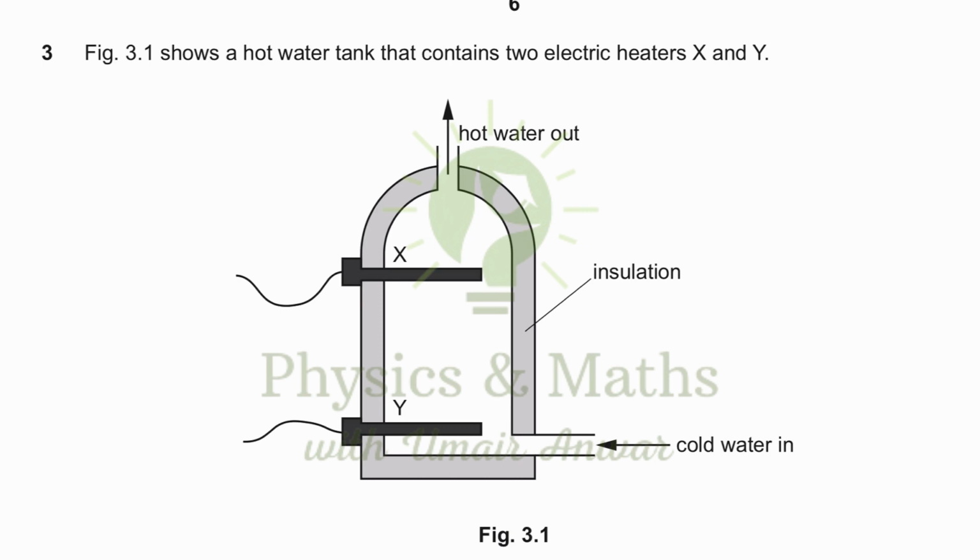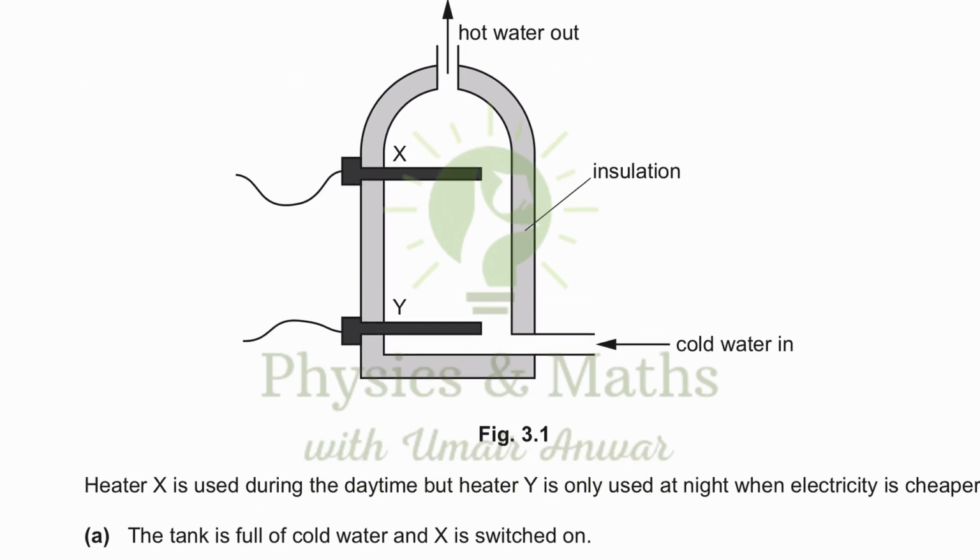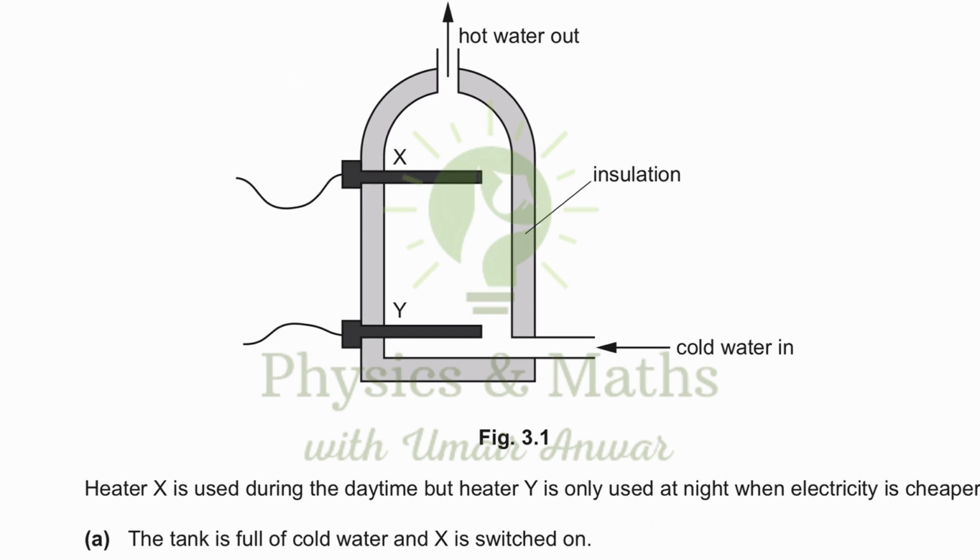Question number 3 says figure 3.1 shows a hot water tank containing two electric heaters X and Y. This is the hot water heater. We have cold water coming in from this side. There is a heater Y, there is another heater X, and this is the insulation of the electric water heater, and the hot water goes out from this outlet.